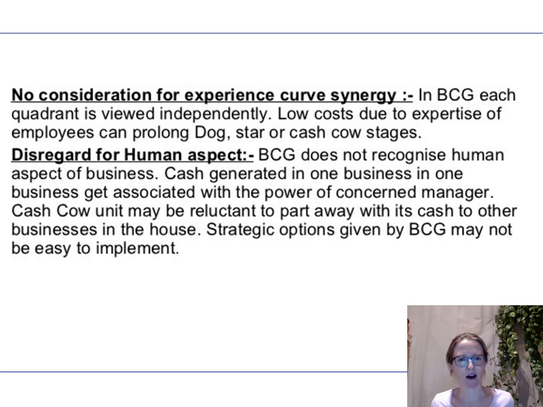It does not recognise the fact that cash generated in one business gets associated with the power of the concerned manager. So a cash cow unit may actually be reluctant to part with its cash to other businesses in the house. Strategic options given by the Boston Consulting Group matrix may not be able to be implemented.